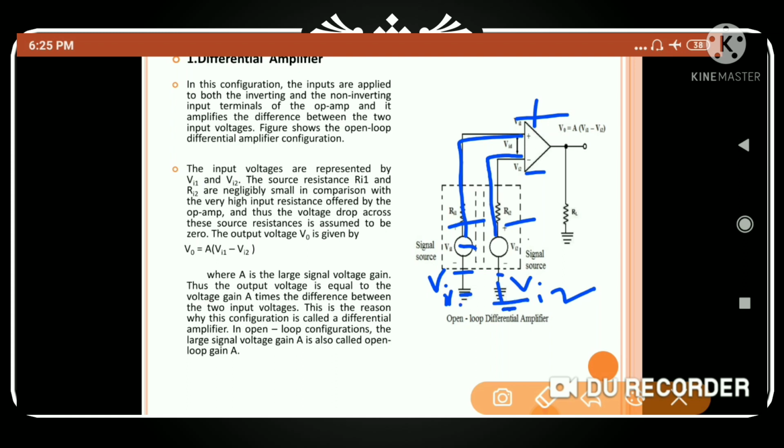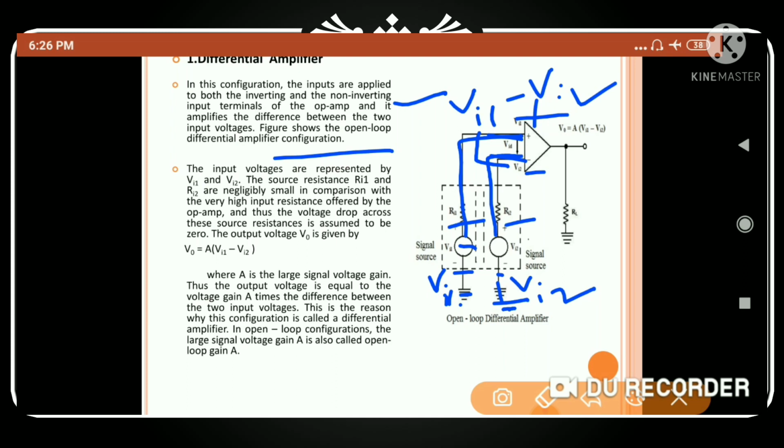See here in the explanation, the configuration, the inputs are applied to both the inverting and non-inverting terminals. This is non-inverting, this is inverting. And it amplifies the difference between the two input voltages. The figure shows the open loop differential amplifier configuration. The op-amp amplifies the difference between two input voltages, means what? VI1 minus VI2. This op-amp which amplifies the difference is known as a differential amplifier.